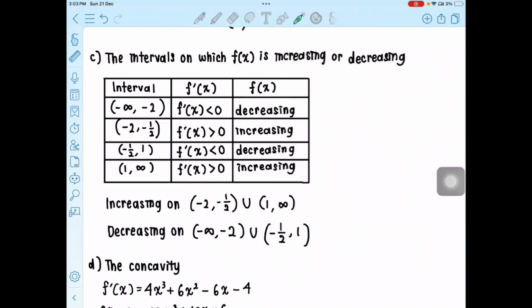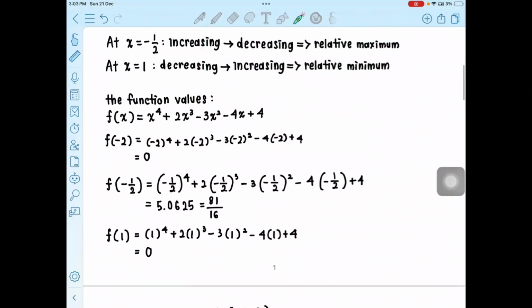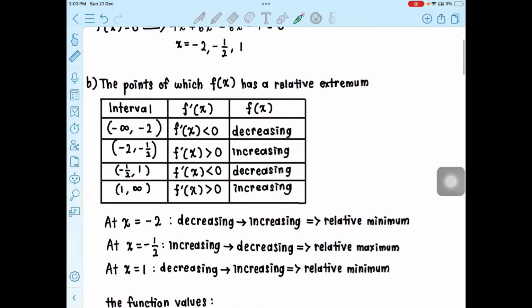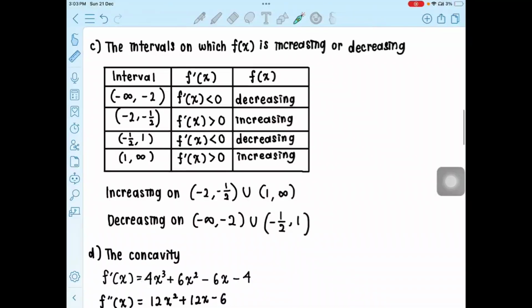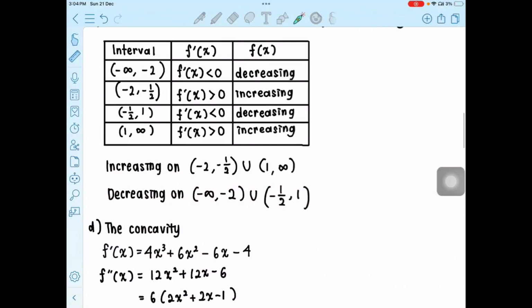Next, we need to find the intervals on which f(x) is increasing or decreasing. For this, we just use the same table as above that we have done here, and we get that the graph is increasing on here and decreasing on here, just as I mentioned before.